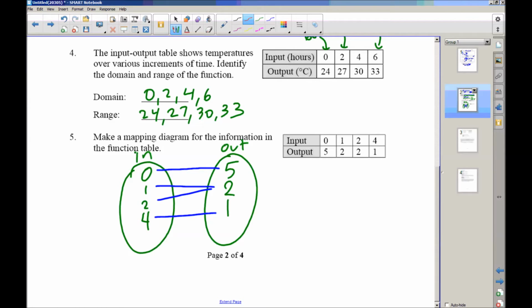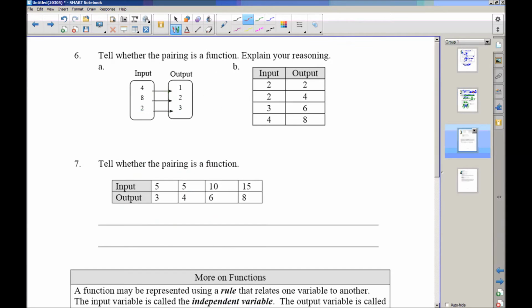So you could think of it as something like this. Hey, if you got 0 things wrong today in class, maybe you earned 5 points for your table. If you got 1 thing wrong, you got 2 points for your table. If you got 2 things wrong, you also get 2 points for your table. It's okay for 2 inputs to point to the same output. Okay? All right.